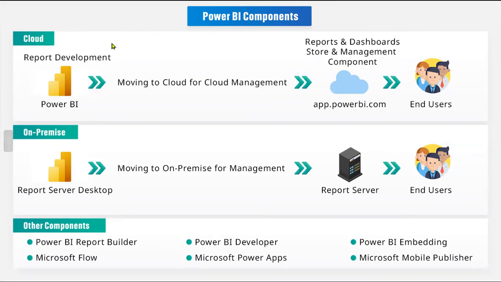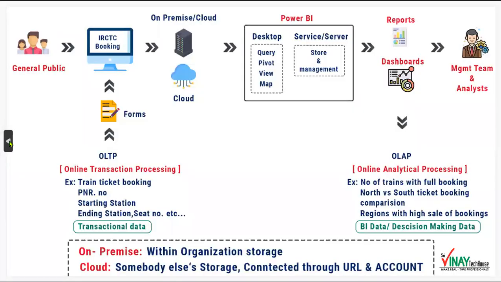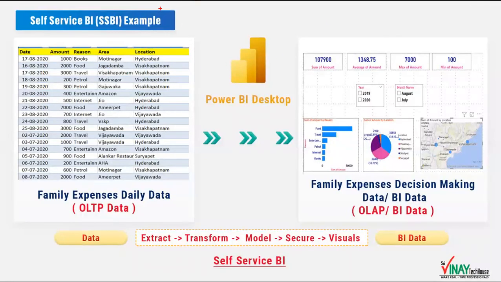Then what exactly does Desktop, this component, do? Assume this is your business data or any transactional data. Especially this is storing right now my family expenses, day wise, how much money I spent, for which reason, which area, which location. Lockdown time, I noted these amounts. July and August, amount, reason, area, location, I mentioned here.